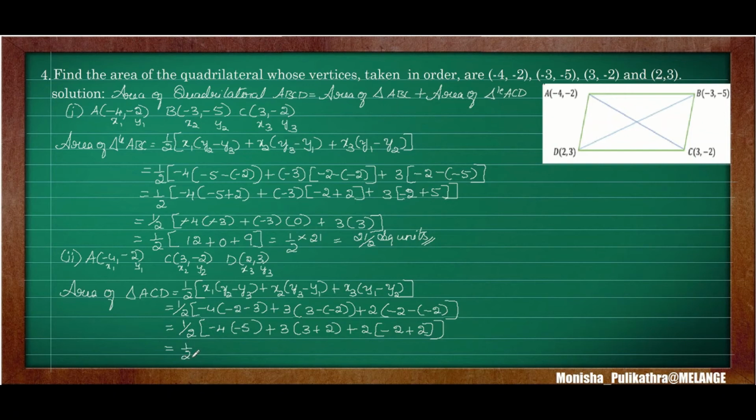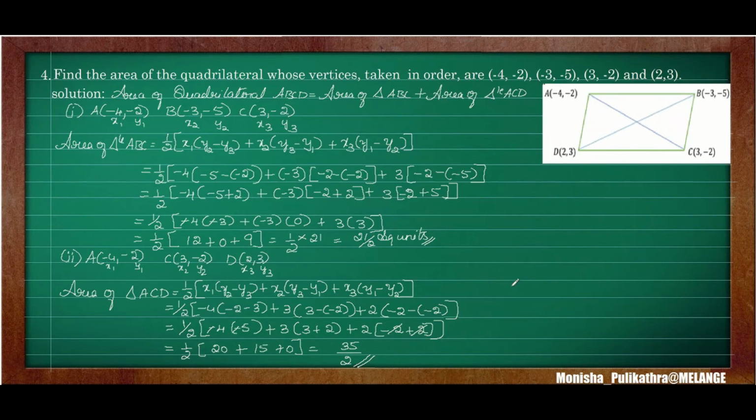So here half into, here minus minus cancel each other because it is multiplication. 4 5s are 20, plus 3 plus 2 is 5, 5 3s are 15. Here plus 2 minus 2 cancel each other, so it will become 0. Any number multiplied by 0 is 0 itself. So 20 plus 15 is 35 divided by 2. So this is area of triangle ACD.